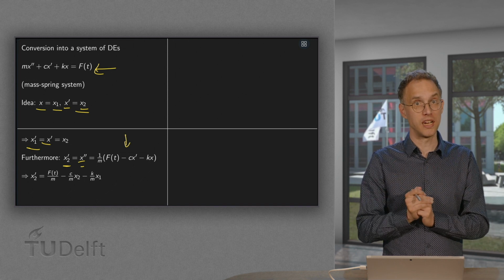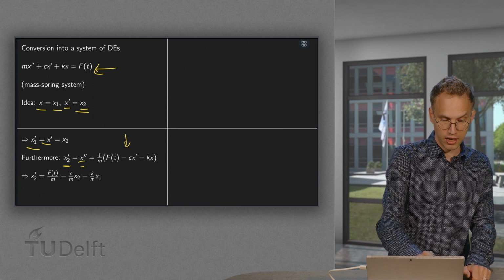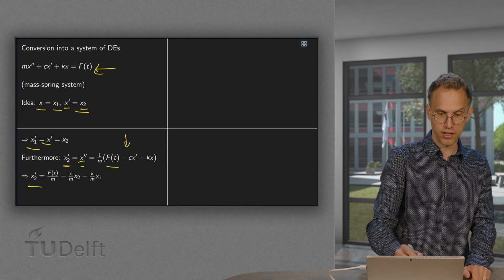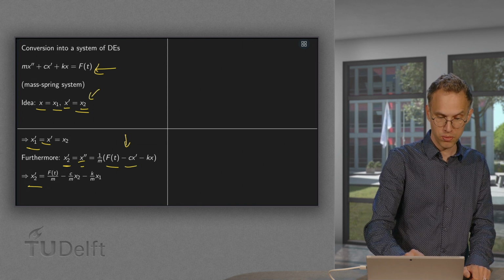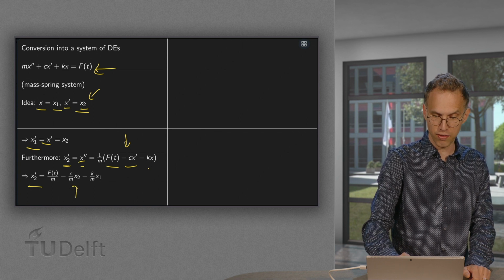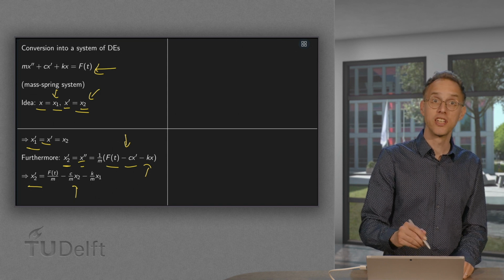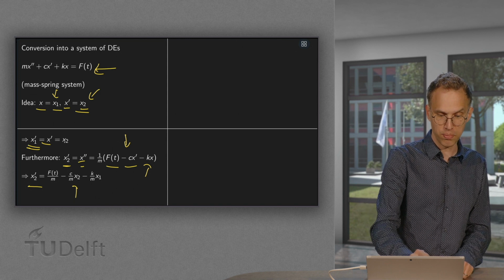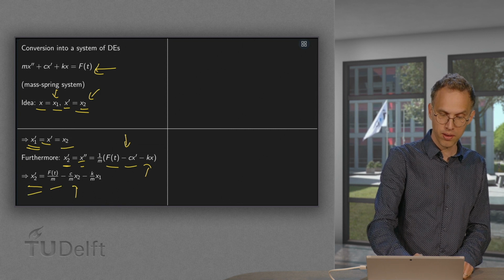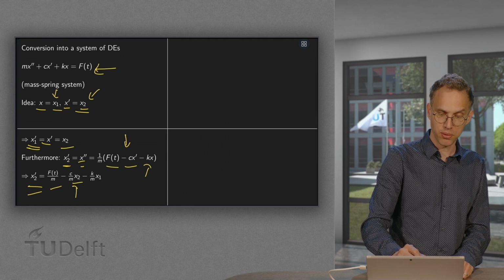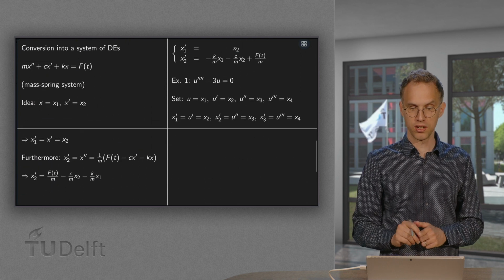Now it's still expressed in terms of x prime and x. However, we can get rid of those, of course. x2 prime equals f of t over m minus c over m times x prime, but x prime equals x2, so there it is. Minus k over m times x, but x equals x1, so there it is. So then we have our system of differential equations. x1 prime equals x2 and x2 prime equals f over m minus something depending on x2 minus something depending on x1. So there we are.